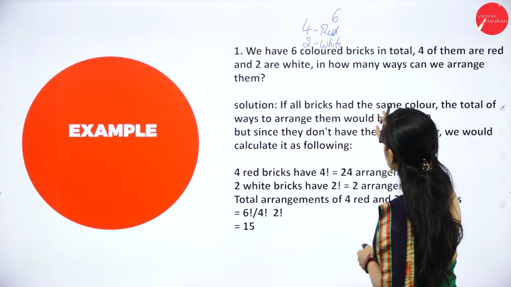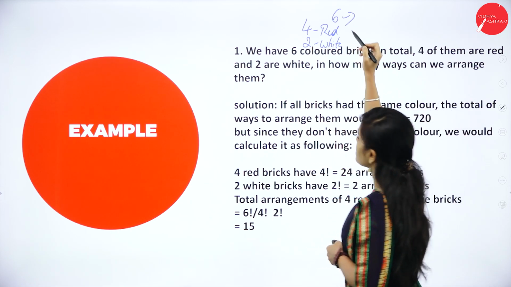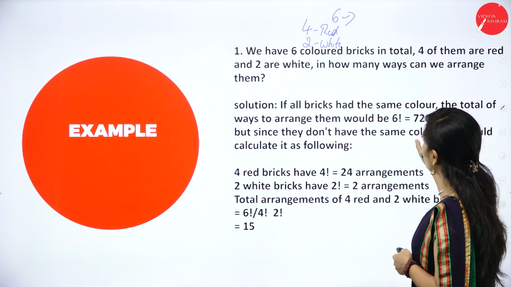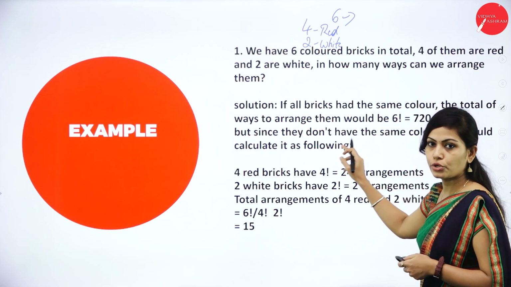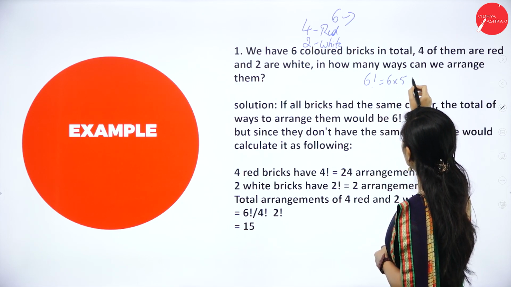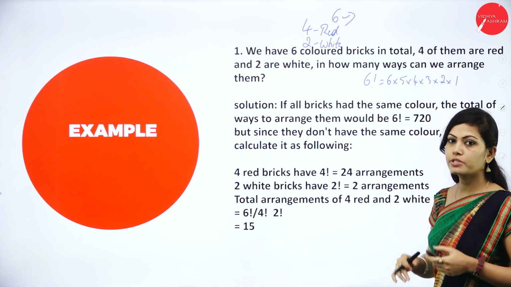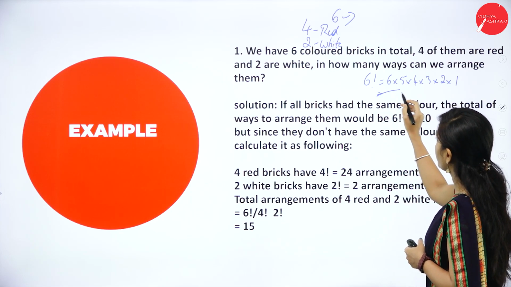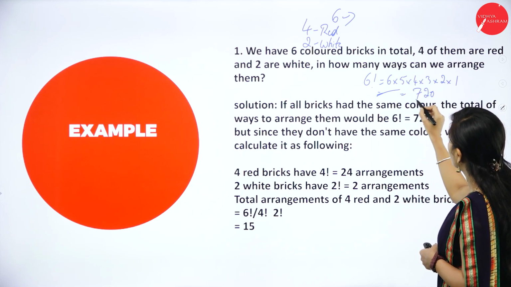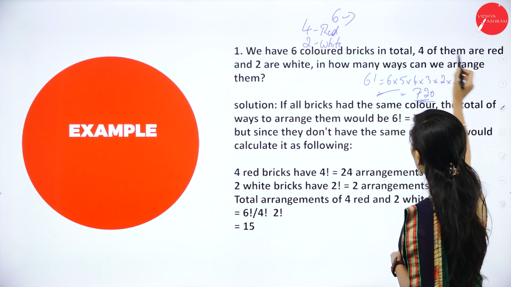If all bricks had the same color, the total number of ways to arrange them would be, with 6 bricks, 6 factorial. How will you find the factorial? 6 factorial is equal to 6 into 5, 4, 3, 2, 1. You have studied this concept in school, right? So 6 factorial is equal to 720.